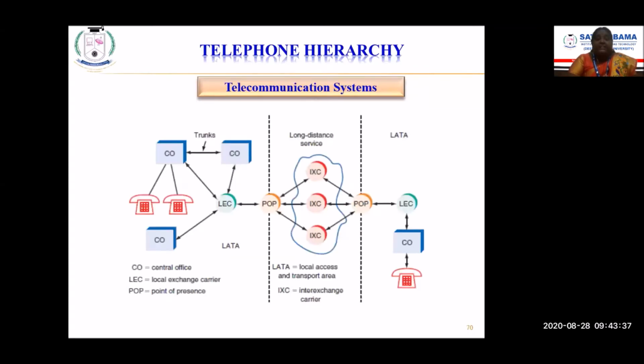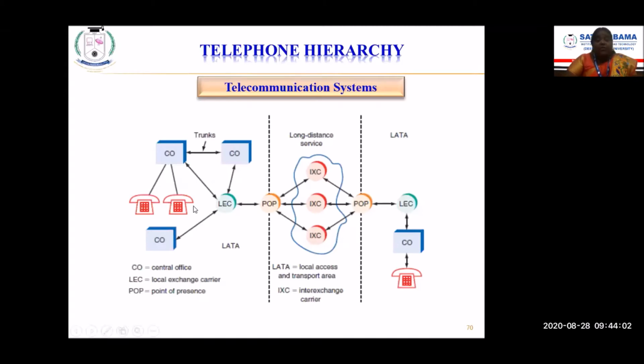And this telecommunications hierarchy goes like this. Our telephone instrument gets connected to the central office, and from the central office, it gets connected to the local exchange companies, or local exchange carrier. And this is for short distance communications. Okay, so all these provide the local access. This is called the local access transport area.